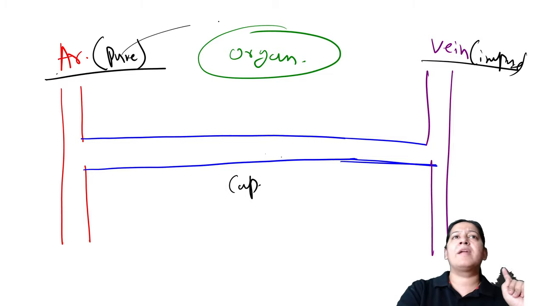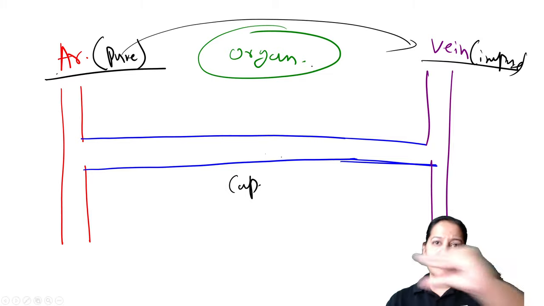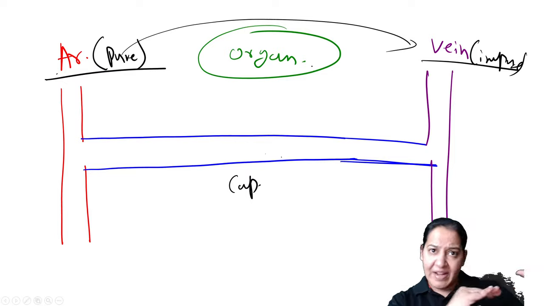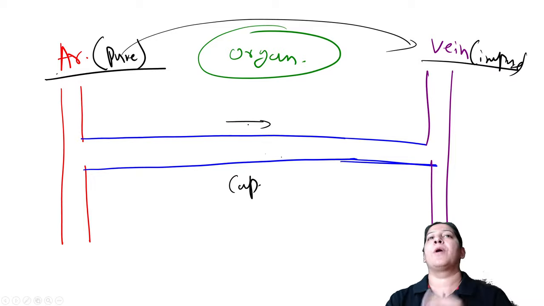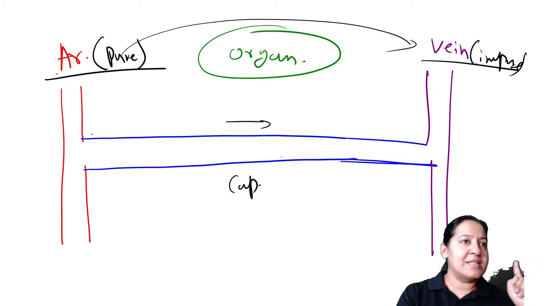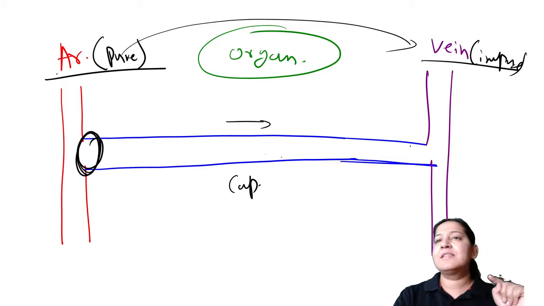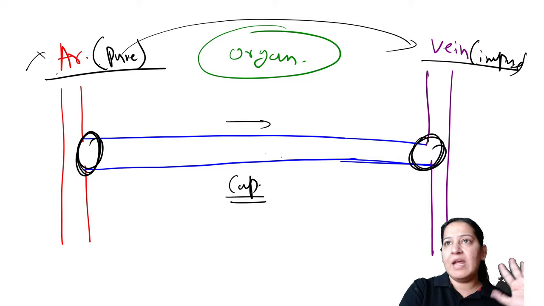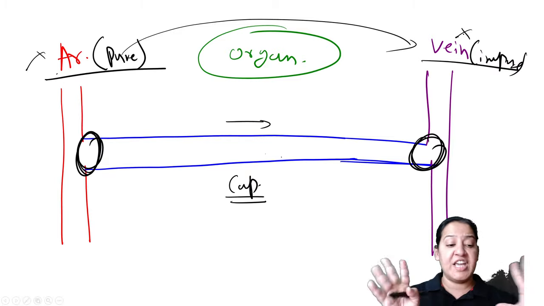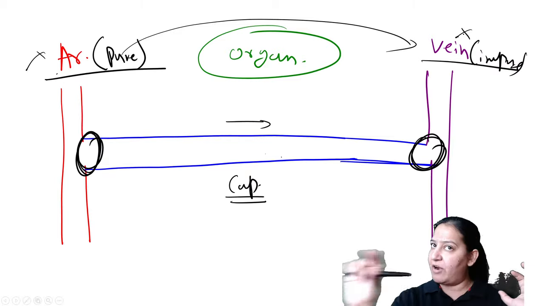Now, how does pure blood get converted into impure blood while in transit in the capillary? Blood is actually traveling in the capillary, and while traveling in the capillary, blood from pure becomes impure. Now, capillary has two ends. This is the arterial end of the capillary, and this is the venous end of the capillary. I'm talking about capillary. I'm not interested in artery or vein. I will teach you all the pressure changes at the level of the capillary.